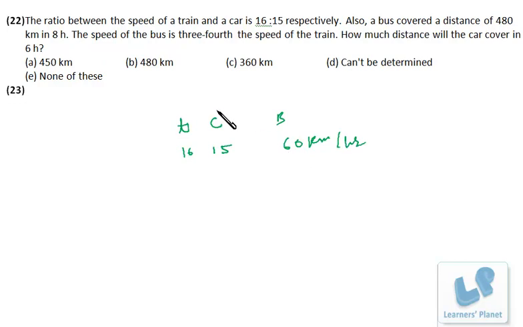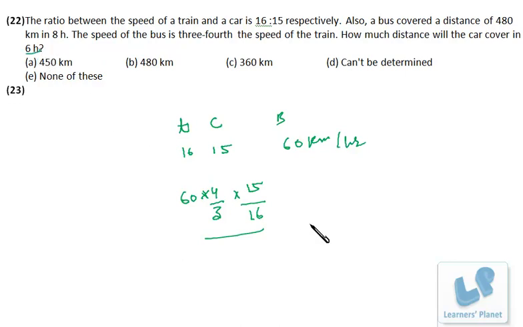Now this is the 3/4 of the speed of the train, right? So the speed of the train is 4 by 3 of this, right? So this is the speed of the train, and the speed of the car will be 15 by 16 of the speed of the train. So it's the speed of the car, right? Now this is the speed of the car.